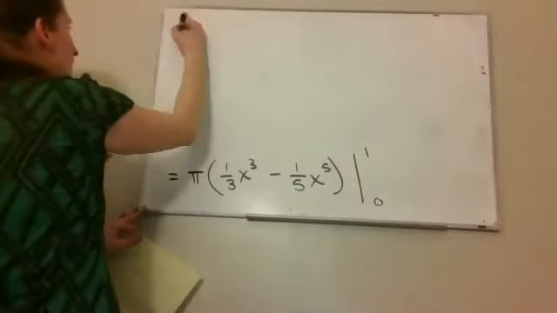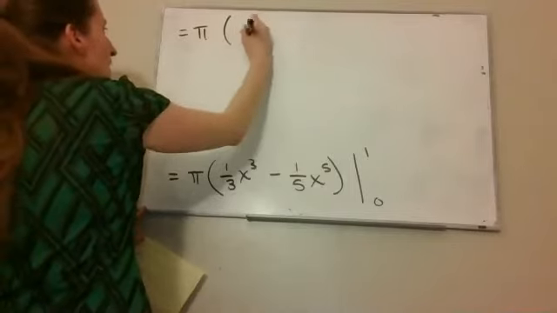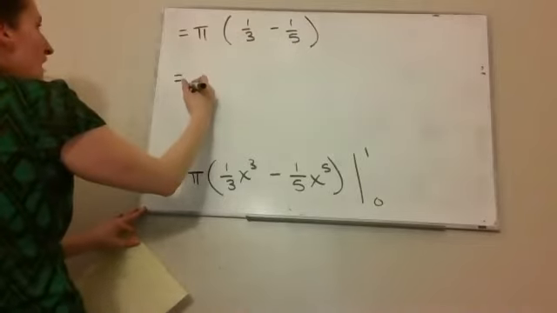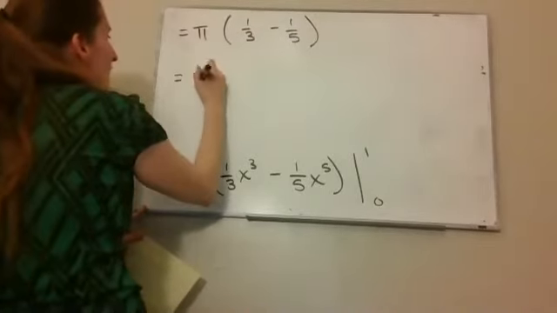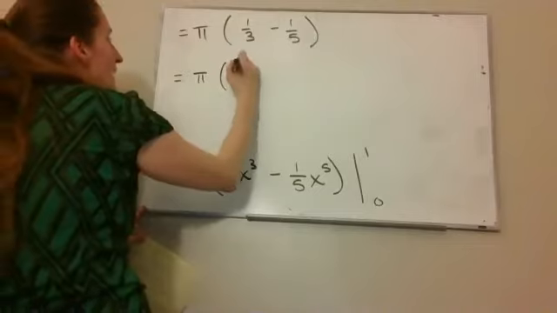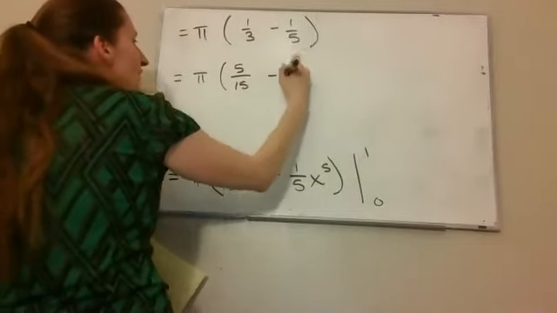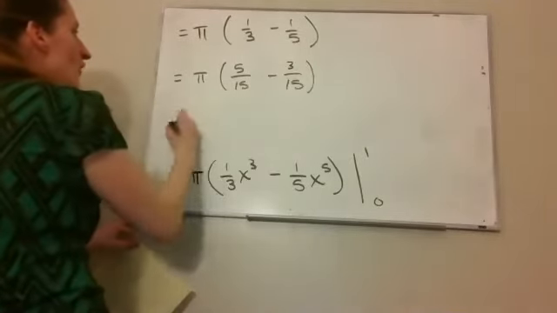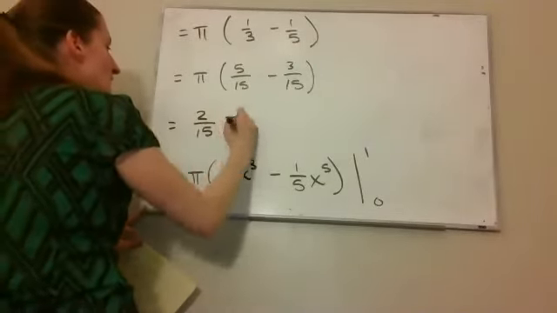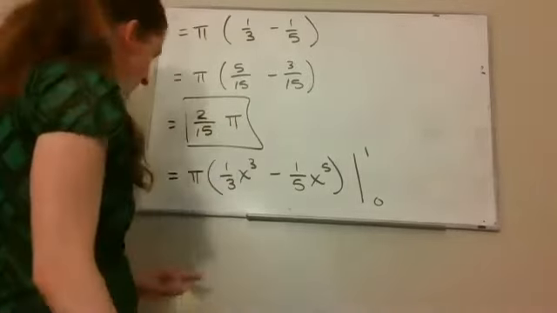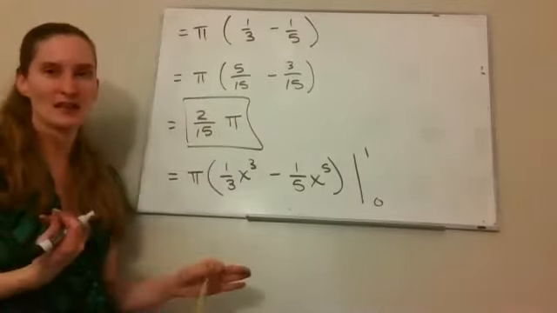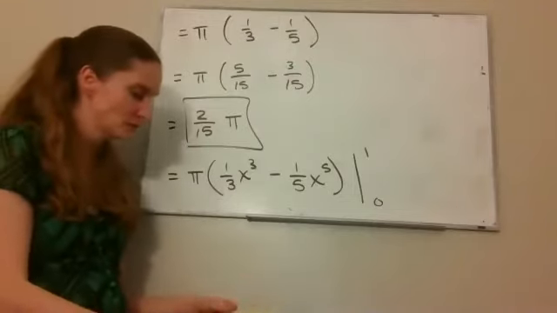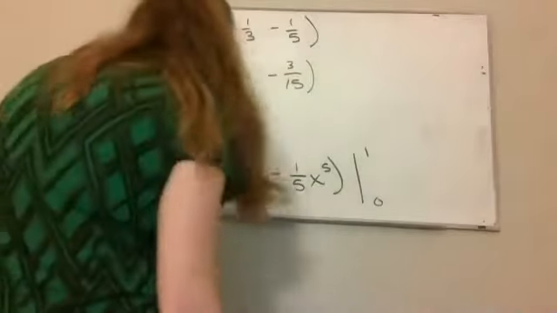Plugging in the 1 gives me a pi times a 1/3 minus a 1/5. If I change that into 15ths, I get pi times 5/15 minus 3/15. So I get that my volume is 2/15 times pi. And that gets me the volume of that kind of weird bowl-like object that had a curved inside. All right.